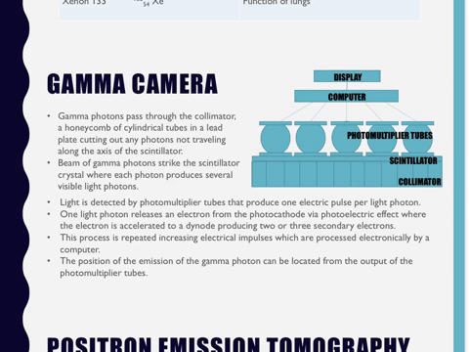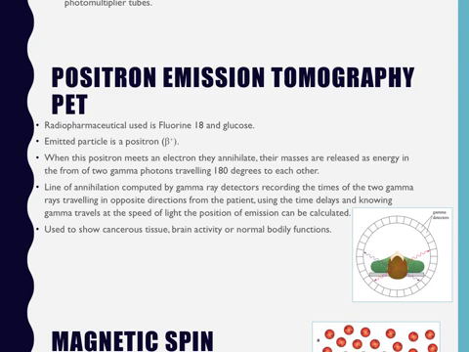This process is repeated, increasing electrical impulses which are processed electronically by a computer. The position of the emission of the gamma photon can be located from the output of the photomultiplier tubes. This is positron emission tomography, also known as PET.